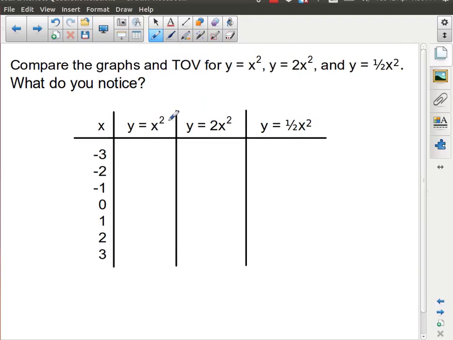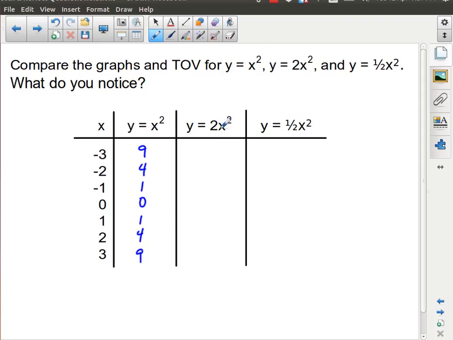So now I'm going to take a look at the parent function, y equals x squared, and then compare that to a couple of transformed functions, 2x squared and 1/2 x squared. So the standard table of values here, we had most of it in our previous note, but -3 all squared becomes +9, +4, +1, 0, 1, 4, and 9.